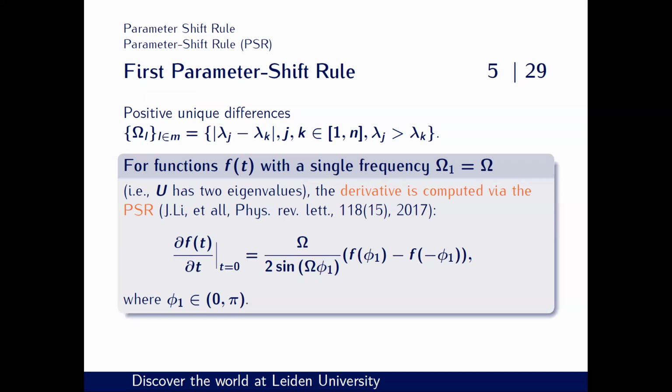The question is how to select the shift. Nobody is giving this answer. Most of the time it's just something between 0 and pi. Is there any optimal selection? What is happening when you have more than 2 eigenvalues? So it won't work.